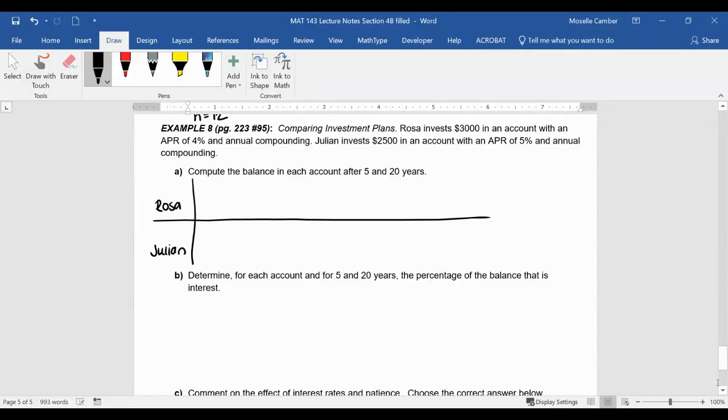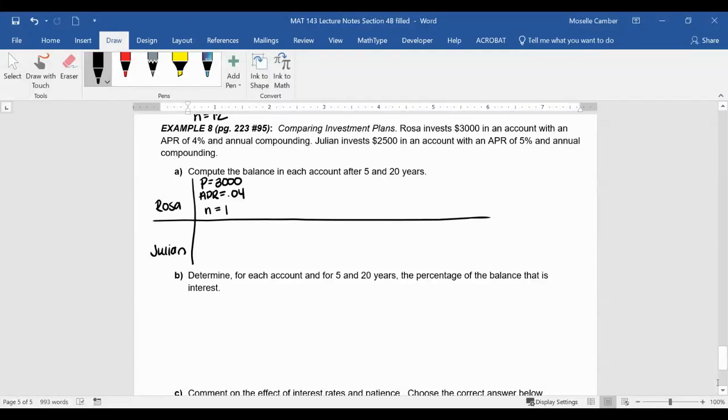All my Rosa calculations I'm going to do on the top, and then Julian I'm going to do at the bottom. So writing down the information they give us for each person. Rosa is going to invest $3,000. So that tells you that is your principal. So principal is going to be $3,000. It has an APR of 4%, so her APR here is 0.04. And annual compounding means your N is 1.